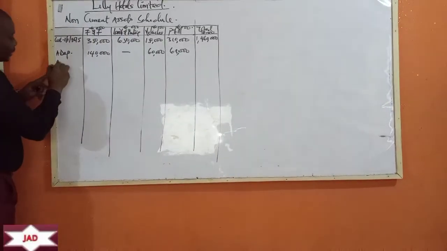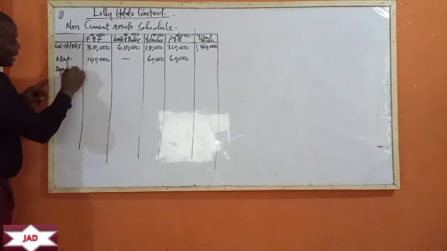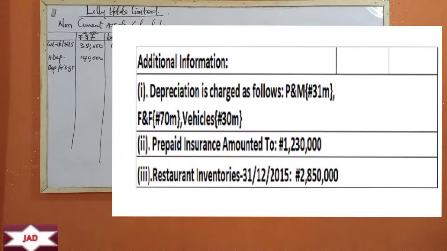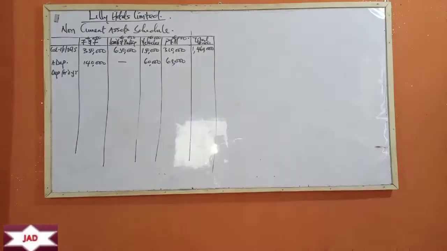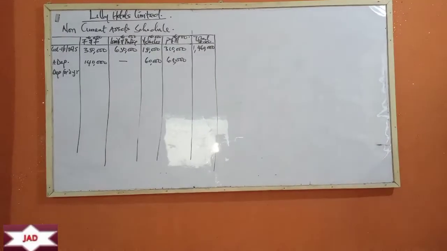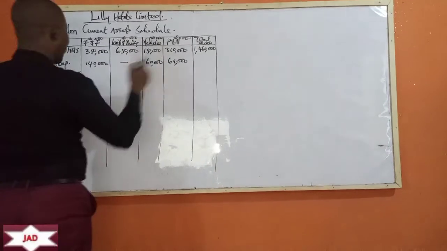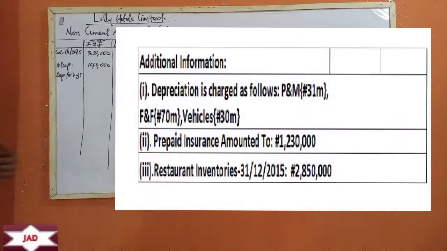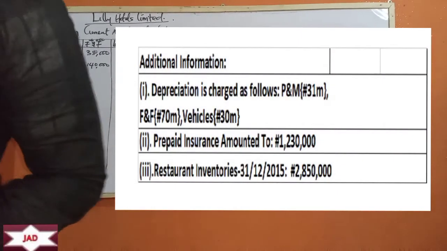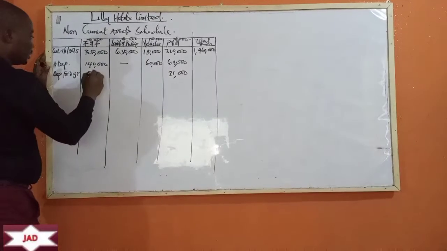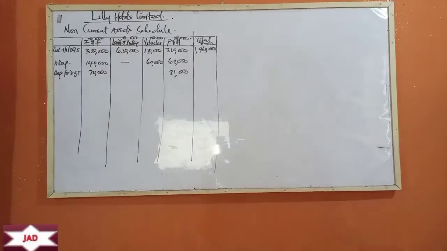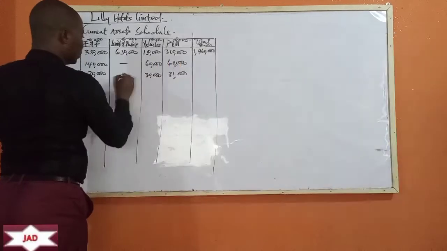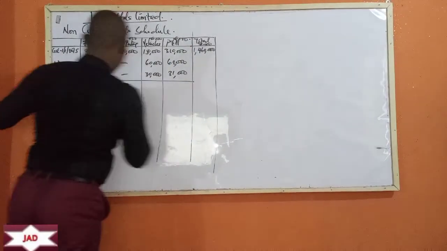We now say depreciation for the year. What are you charging for the year? The additional information tells us: depreciation is charged as follows: plant and machinery 31 million, so here we have 31 million. Furniture and fitting 70 million. Vehicles 30 million.